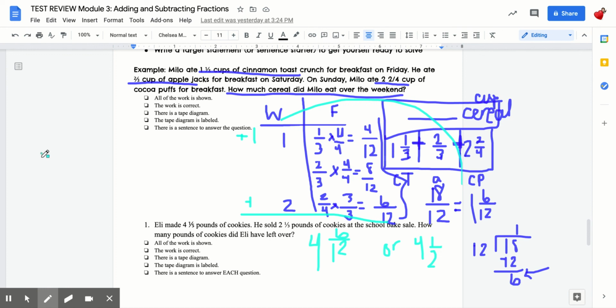So I would say Milo ate 4 1/2 cups of cereal. Again, look how easy my sentence could be. And I'm going to fill in my hole here so that my tape diagram's complete. 4 1/2 cups of cereal.